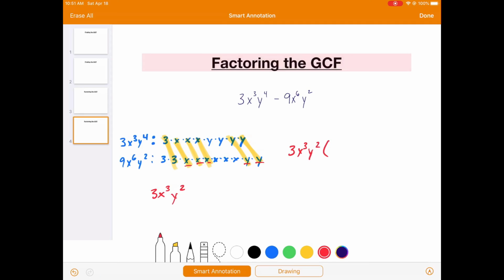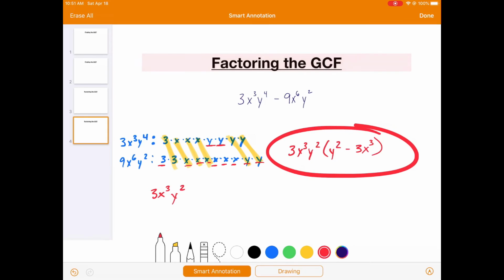And on the inside is what's left. So in the first one, all we have left is these 2 y's, so it's y squared. And on the second one, we have 3 times x times x times x. So that's going to be 3x cubed. And that is how we factor out our greatest common factor. Notice that where it was a minus sign up above, I still have a minus sign in my answer.